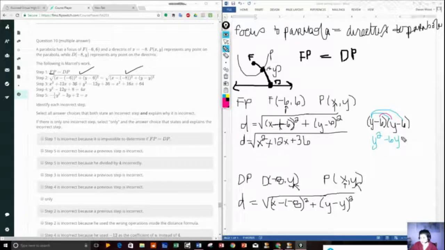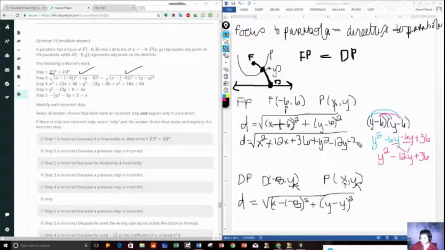-6 times y is -6y. And -6 times -6 is a positive 36. So then let's combine like terms, and -6y and -6y are the like terms, and together we have y squared minus 12y plus 36. Alright, so that's what is going to go on the other side, plus y squared minus 12y plus 36.